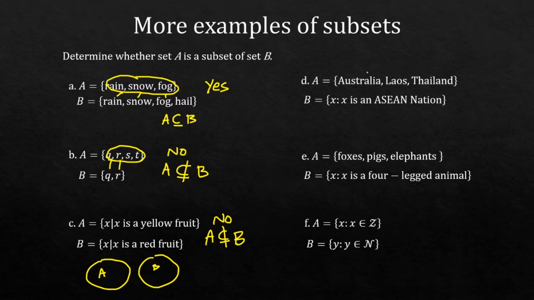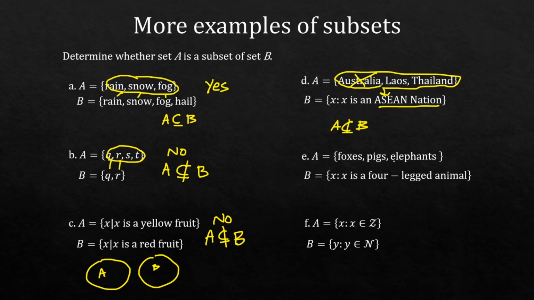How about this one? Set A is Australia, Laos and Thailand, and B is {X such that X is an ASEAN nation}. So are all of these countries ASEAN nations? Laos is, Thailand is, but Australia is not. So in this case, A is not a subset of B again, because Australia is not an ASEAN nation.